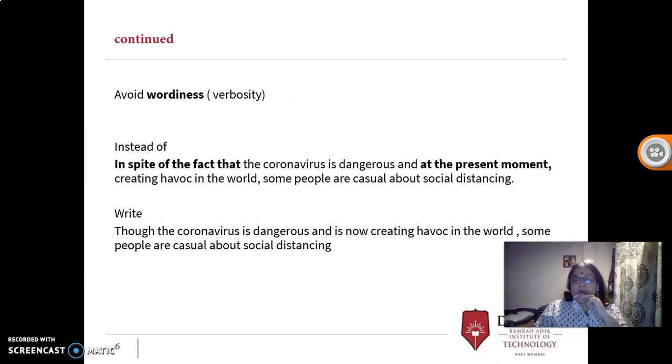Similarly, my dear students, we should be avoiding wordiness or excessive words when writing a formal letter, especially if those words have no meaning or are not adding any value to your letter. Now, instead of "In spite of the fact that the coronavirus is dangerous and at the present moment creating havoc in the world, some people are casual about social distancing," we could say, in a less wordy way, "Though the coronavirus is dangerous and is now creating havoc in the world, some people are casual about social distancing." So we have removed "in spite of the fact that" and "at the present moment"; both were not necessary there, and they were increasing the verbosity, or the excessive words, of the passage.